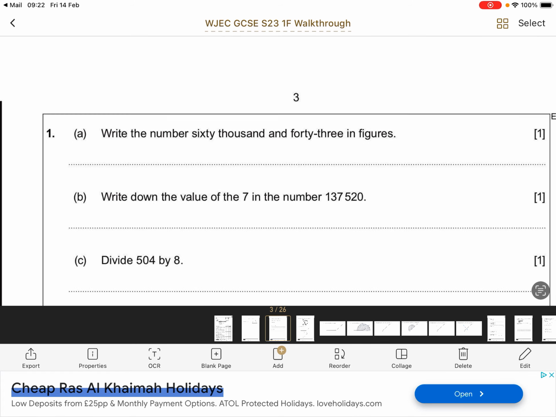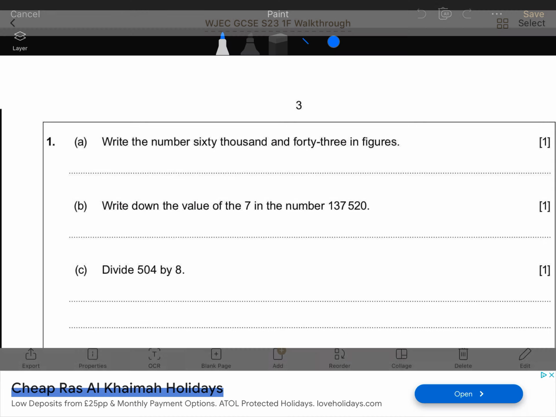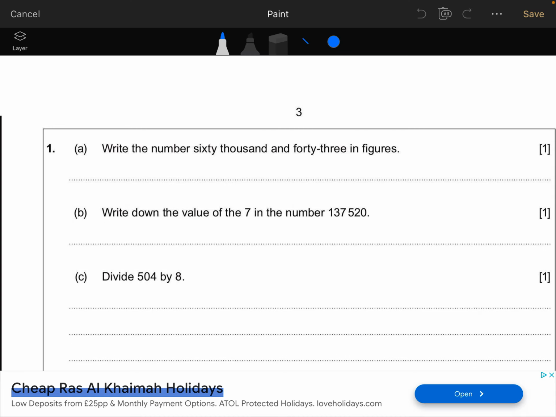So question 1a says write the number 60,043 in figures. So I tend to say this in my head as I write it. 60,000, no hundreds there, so I'm going to put a comma, no hundreds and 43. So reading it back, 60,043. Yeah, I'm happy that's correct.